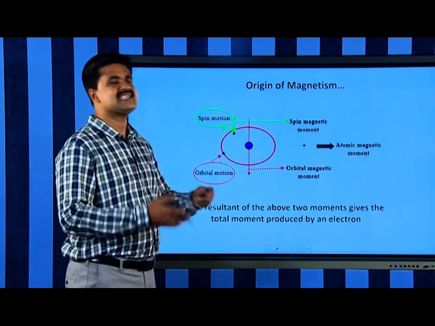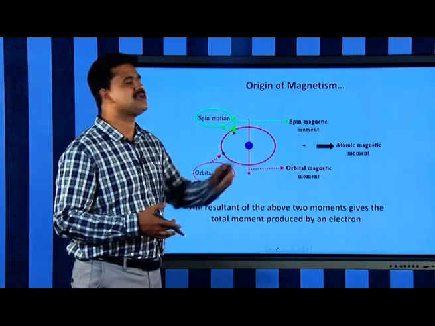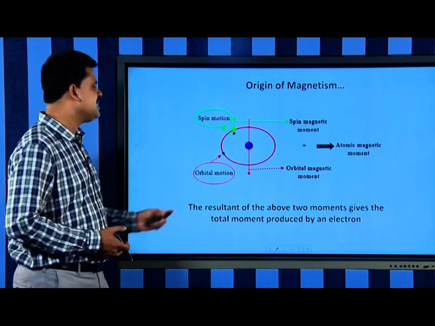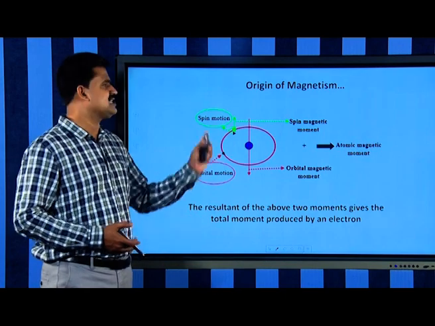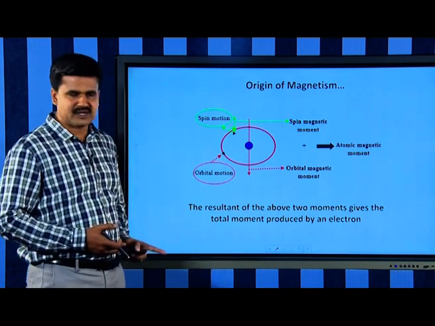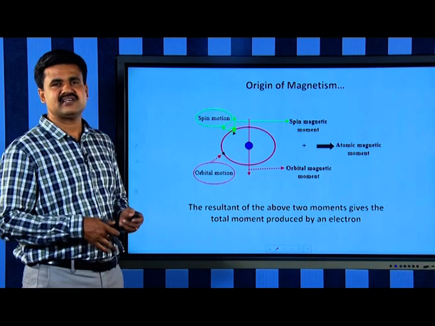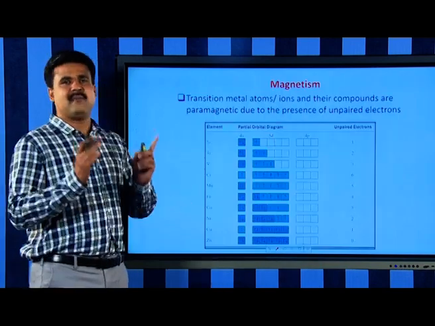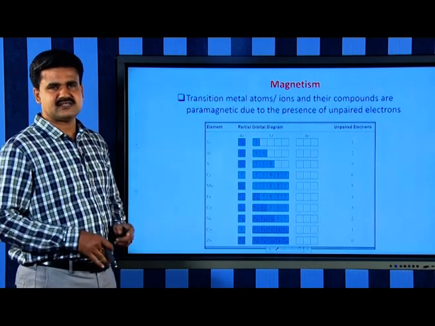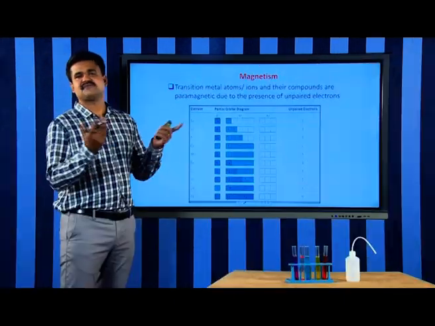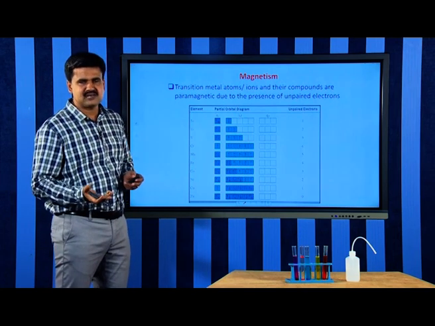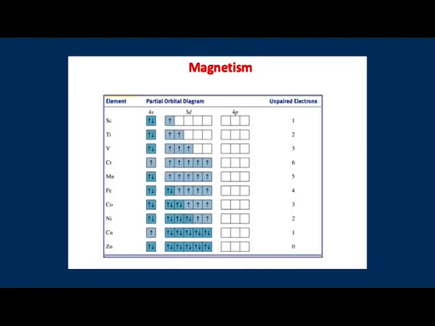These two quantities added together give the atomic magnetic moment associated with the d block element or transition metal. The resultant of the above two, spin magnetism as well as orbital contribution, leads to the total magnetic moment associated with the d block element. Now, magnetism is strictly connected to the number of unpaired electrons. If there is no unpaired electron, there is no spin contribution as well as orbital contribution, such that the species is termed diamagnetic.